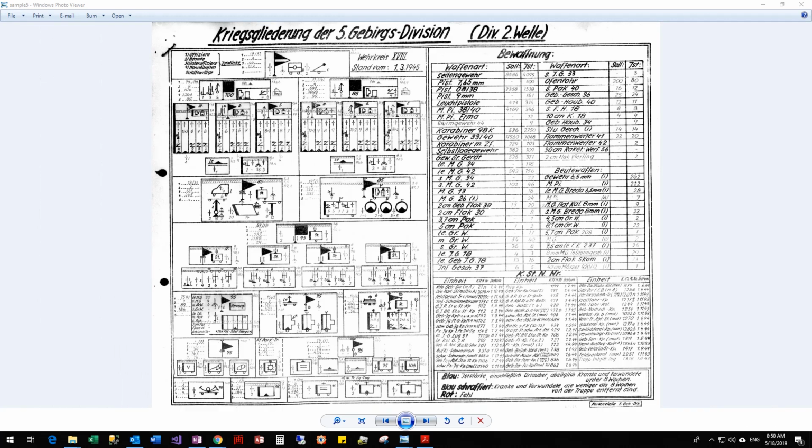So these are just some of the different types of organizational diagrams that are out there. There are still some other varieties because they were kind of created by the units in a sense. They had their own way of doing it. But that's pretty much all I had to show.